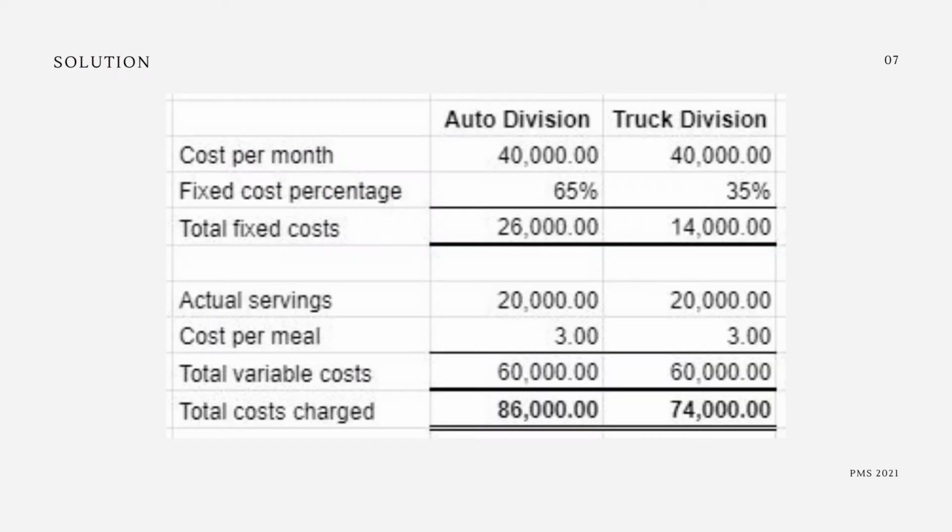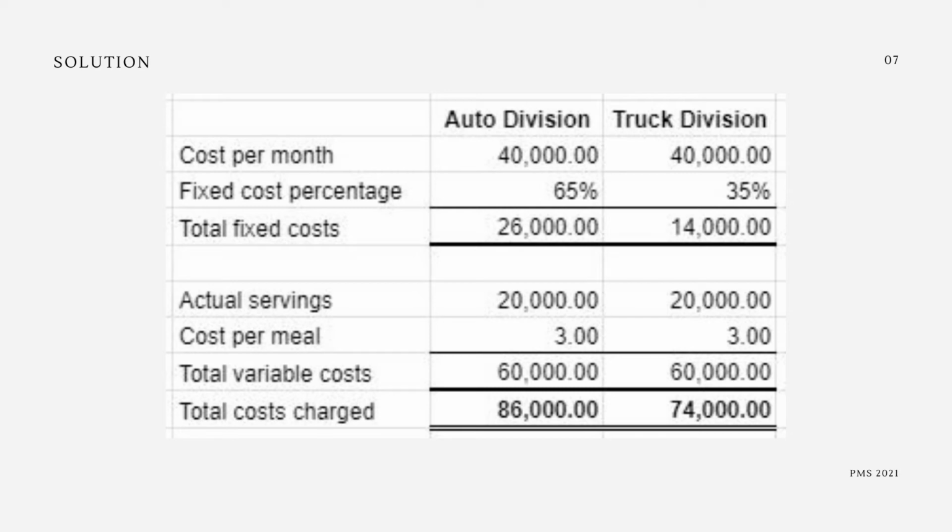As for the first requirement, we are asked how much cafeteria costs should be charged to each division for June. So here in our table, we can see the column for auto division and for truck division. This will help us in allocating the costs accurately and clearly. Based on our problem, the cost per month of both divisions is $40,000, with a fixed percentage of 65% for auto division and 35% for truck division. By multiplying $40,000 by 65%, auto division had a total fixed cost of $26,000. The same formula is applied to truck division, resulting in a total fixed cost of $14,000.